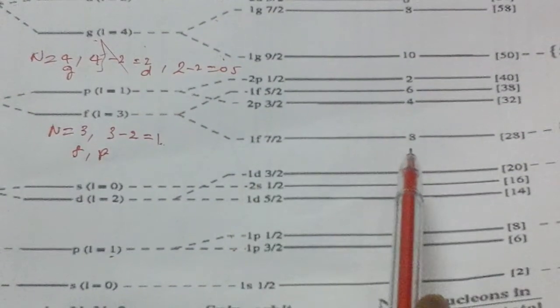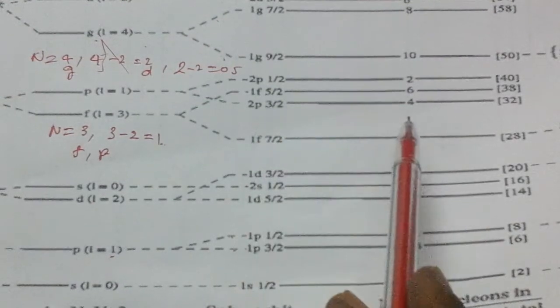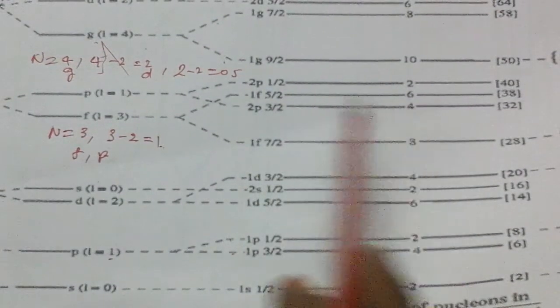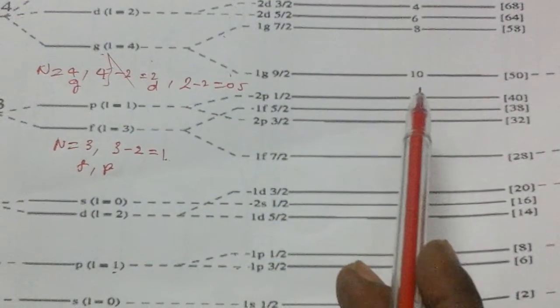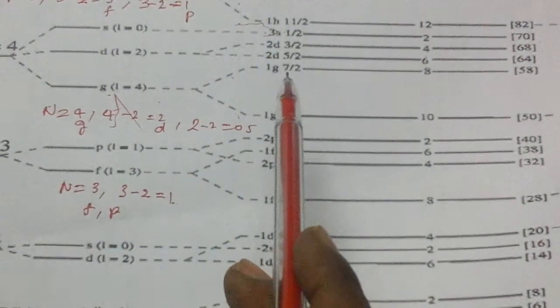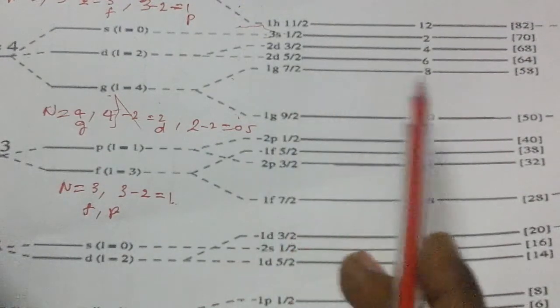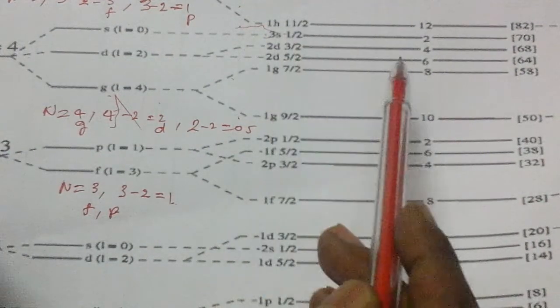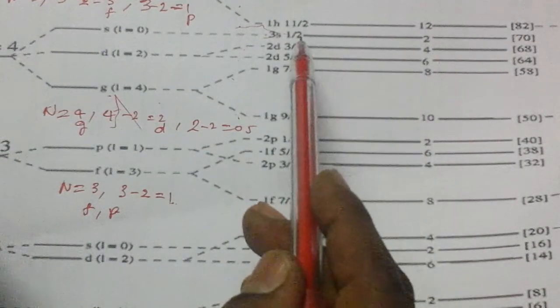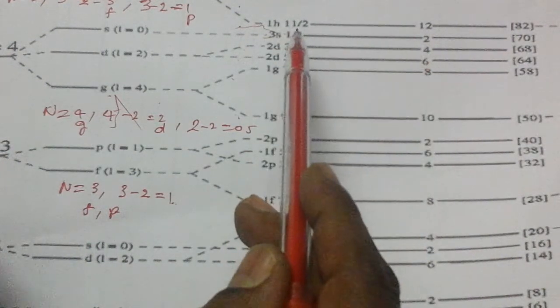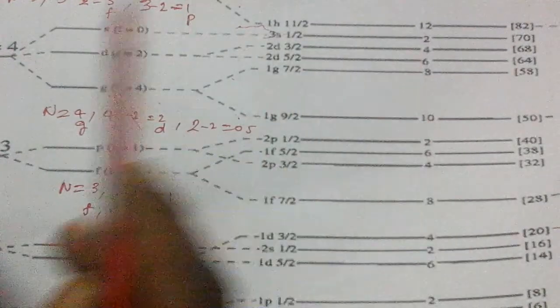7 is there, 8 electrons. 3 is there, 4 electrons. 5 is there, 6 electrons. 1 is there, 2 electrons. 9 is there, 10 electrons. Like this it can accommodate the 10 electrons. 7 is there, 8 electrons. 5 is there again, 6 electrons. 3 is there, 4 electrons. 1 by 2 is there, so 2 electrons. Again 1 by 2 is there, 2 electrons.